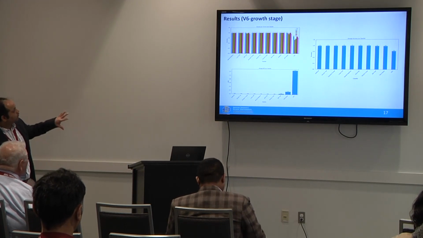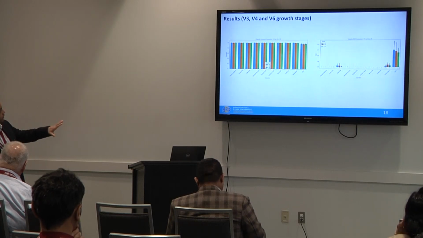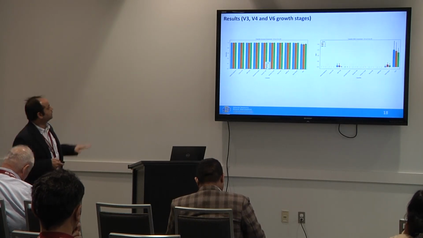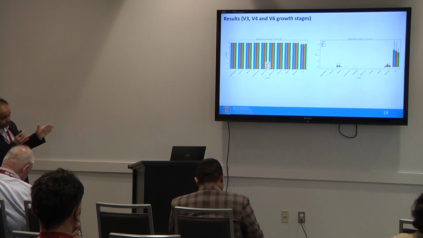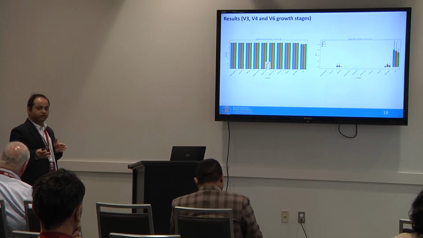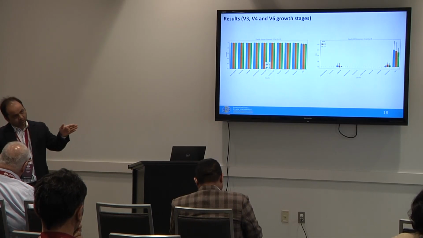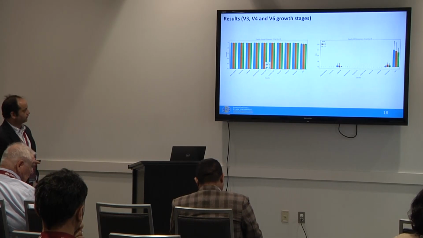So overall, it was fairly consistent, except that when we compared the overall accuracy here, you can clearly see that at the earlier V3 or V4 stages, we got slightly better results compared to V6. So we see a slight decreasing trend as we went to the later growth phases.